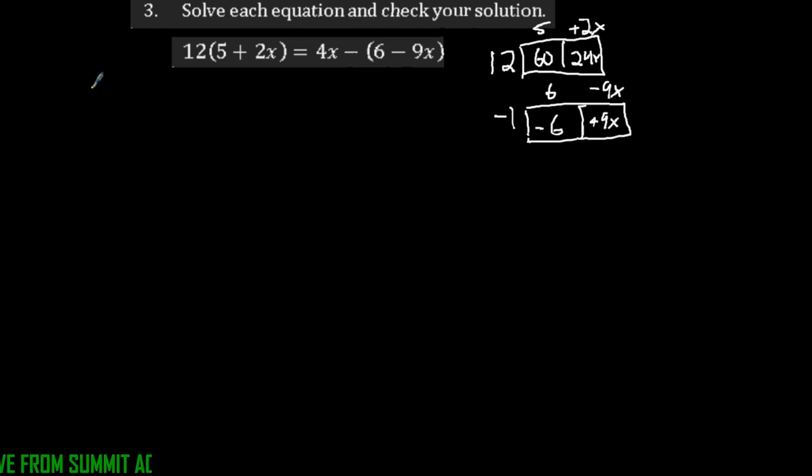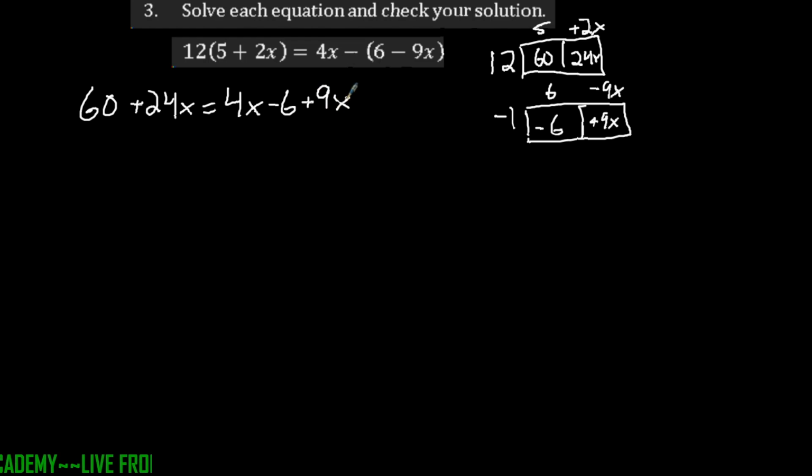So underneath I can write 60 plus 24x equals 4x minus 6 plus 9x. Make sure you're distributing each of those terms. Now make sure you combine like terms. I have a 4x and a 9x, and when I add those two together, that's 13x. I have minus 6. And then the left side stays the same, so I have 60 plus 24x.